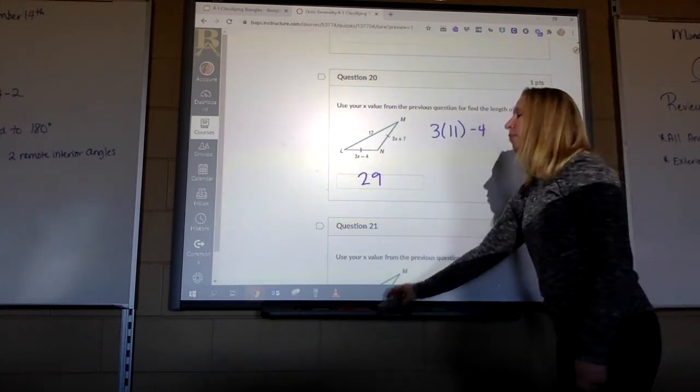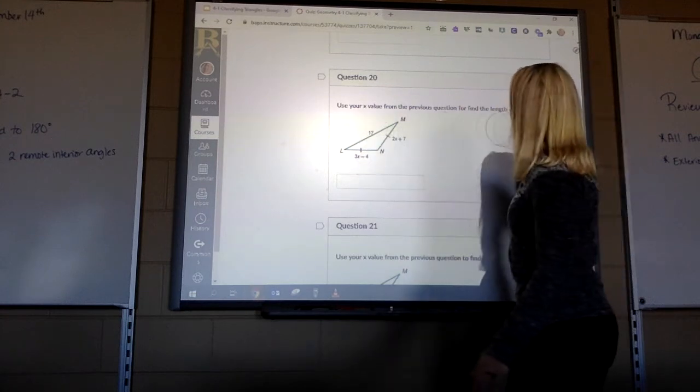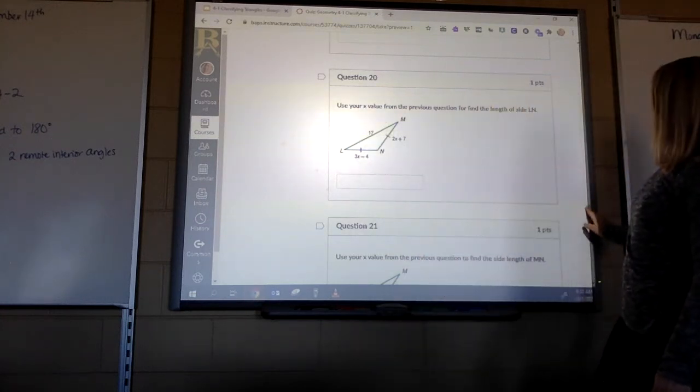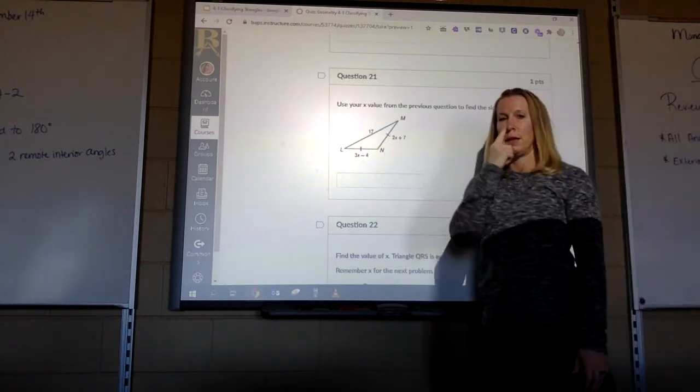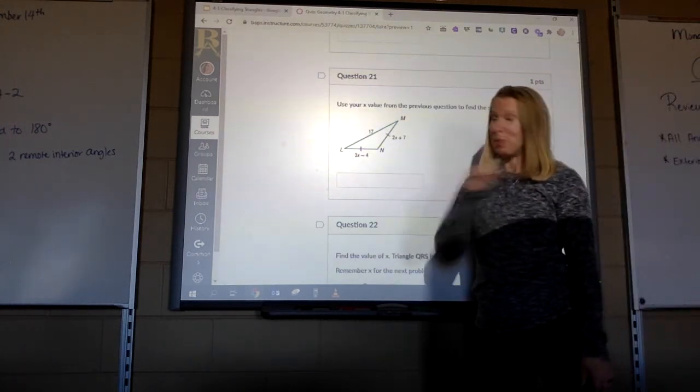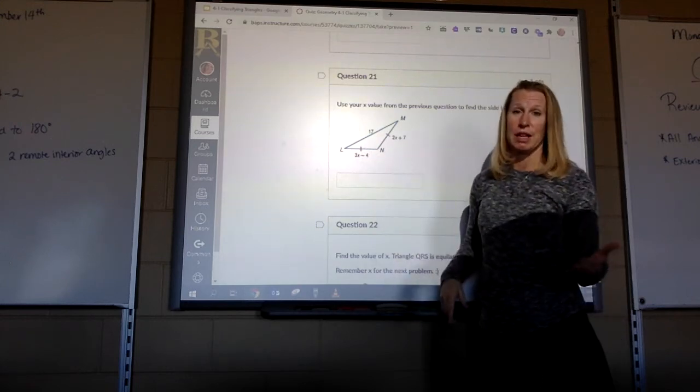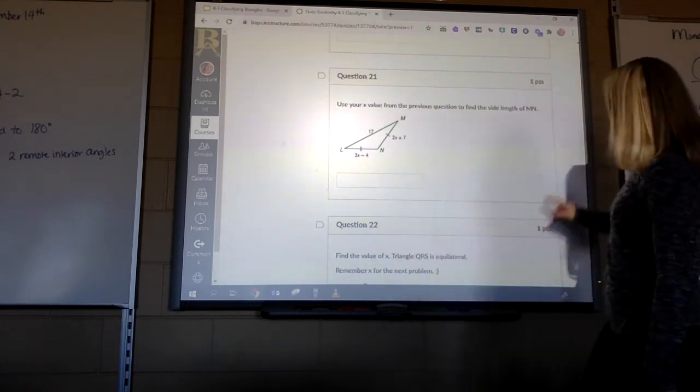And then, number 21, same thing. It says, use your x value from the previous question to find the length of MN. Well, hopefully you get the same answer because they equal each other. So you plug it in and just make sure you get the same answer.